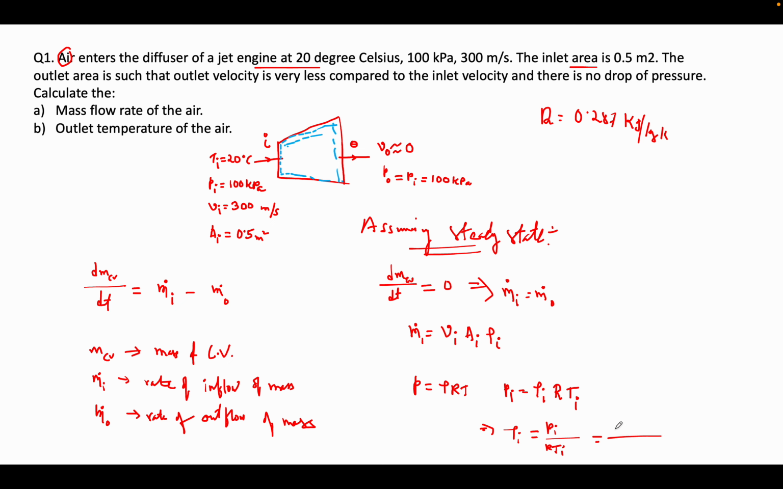The pressure here is 100 kilopascal. I'm putting it in kilo because I will put kilojoule here, or else you can do it with 10 to the power 3. Everything in SI unit, into 10 to the power 3, then 0.287 into 10 to the power 3, and we have T i. What is T i? It is 20 degrees Celsius. We'll convert 20 degrees Celsius into Kelvin. It will be 293. This will give you the density.